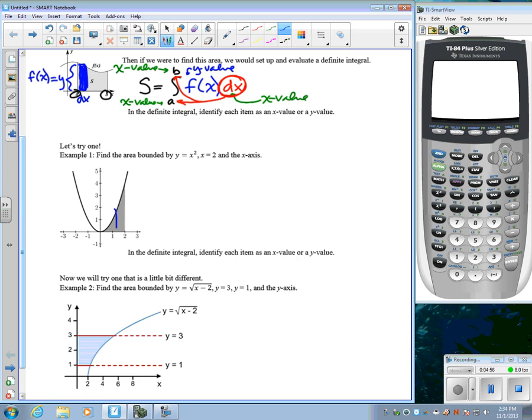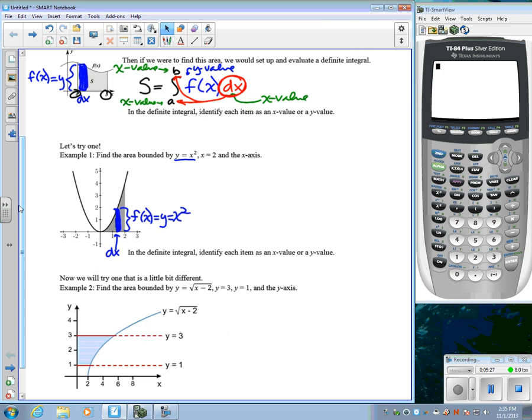So here's my little rectangle that I draw in to represent the area of one rectangle that I'm finding. And my width, let's talk about my width first. The width of my rectangle is a change in x values, but the height of my rectangle is an f of x value, which is a y value, which in our case we actually know what it is, because y is x squared. So now we should be able to set up our definite integral.